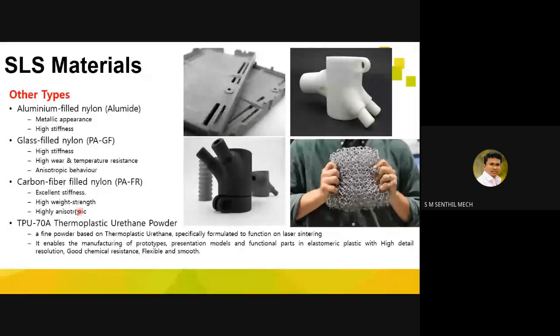Okay. And next, one of the very latest developments on the material side is TPU, that is thermoplastic urethane powder. Okay, so this is a fine powder based on thermoplastic urethane, specially formulated to function on laser sintering. Okay. So it enables the manufacturing of prototypes and presentation of functional parts in elastomeric plastic.